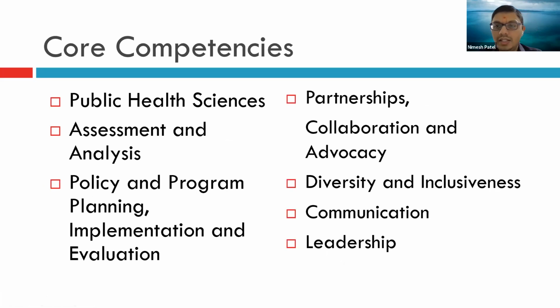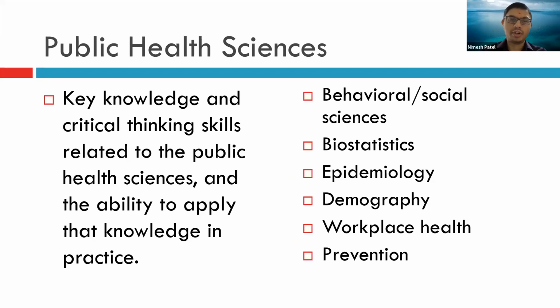And finally, these are the core competencies set by the Public Health Agency of Canada. I said the Public Health Agency of Canada was born because of the SARS outbreak, which laid out these competencies. How many? Seven competencies: public health sciences, assessment and analysis, policy and program planning, implementation, evaluation, partnerships, collaboration, and advocacy, diversity and inclusiveness, communication, and leadership. This is not an exhaustive list. I know that the Public Health Agency of Canada is working on updating these competencies, but until we receive the updated versions, we are going to use this as a template for the purpose of this course as well as the program.